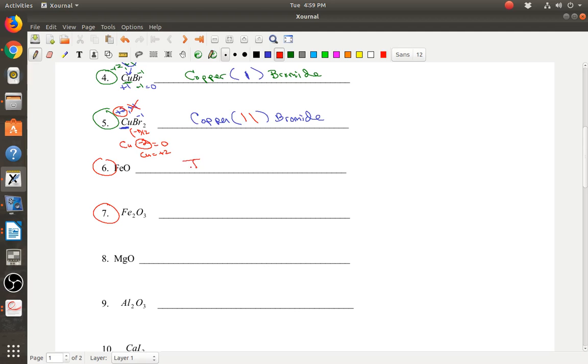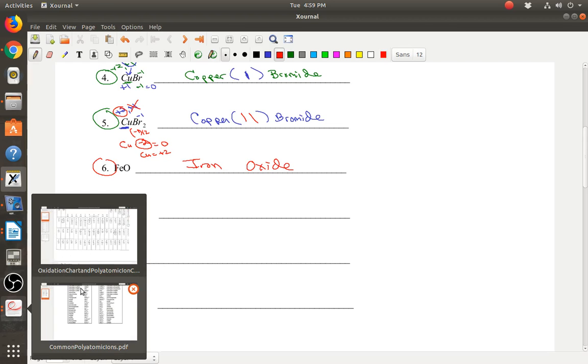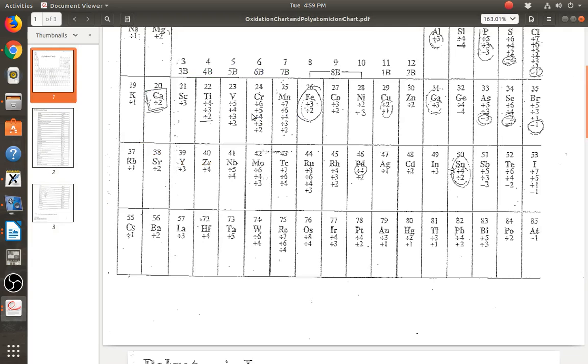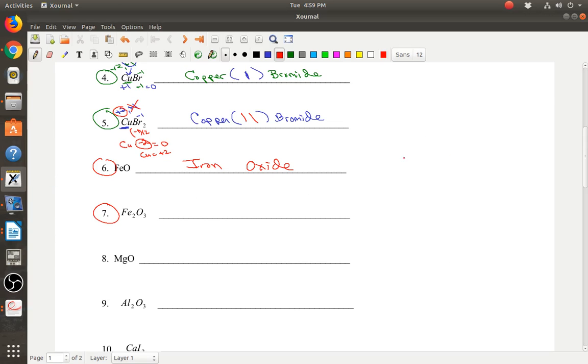So this is iron and oxide. And iron is notorious for having more than one oxidation state. Iron is a +3 or a +2. Oxygen's a -2, so this iron has to be a +2. And since it has more than one option, I've got to put it in parentheses and use the +2. Iron, use the +2, oxide.